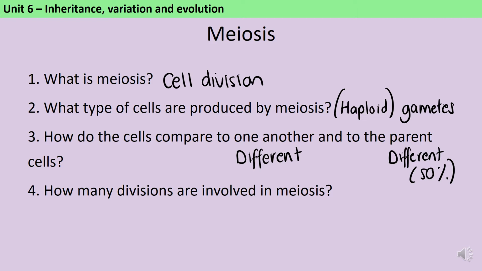There are 2 divisions involved in meiosis. This is different to mitosis and explains why the cells that are produced only have half the normal amount of DNA.